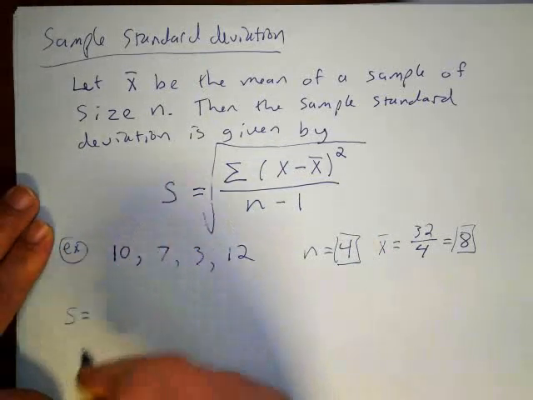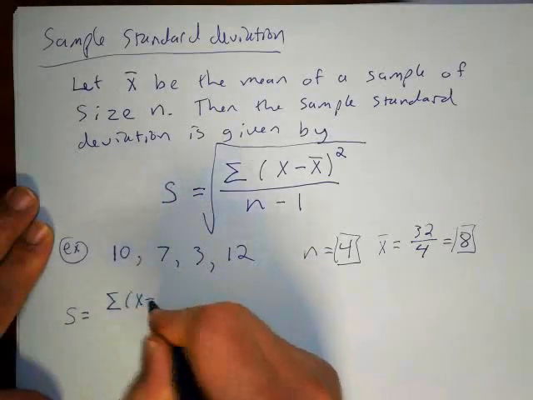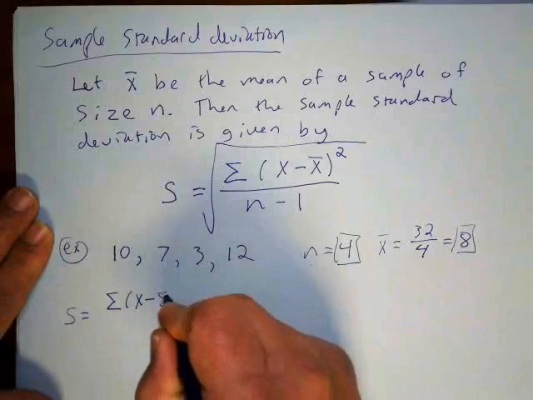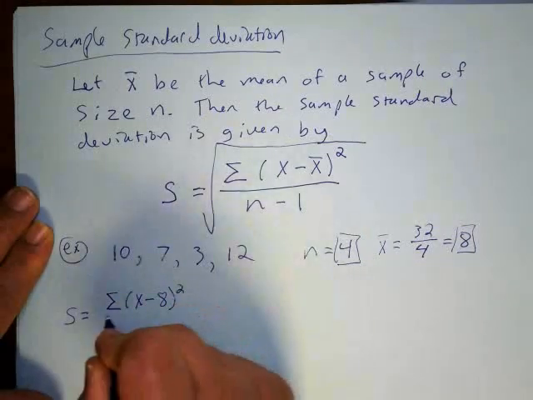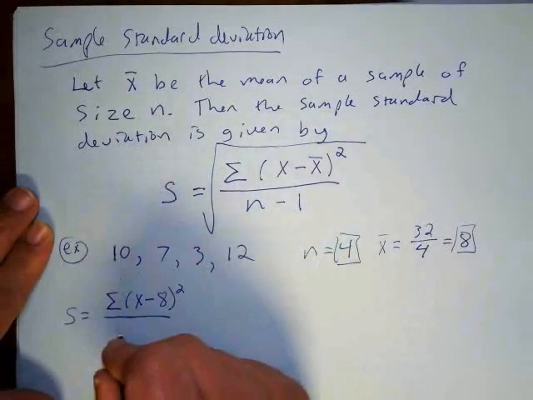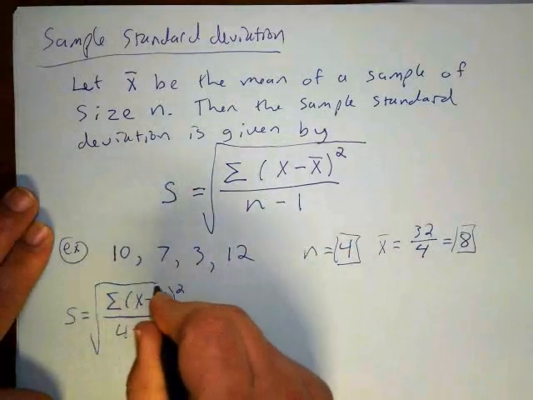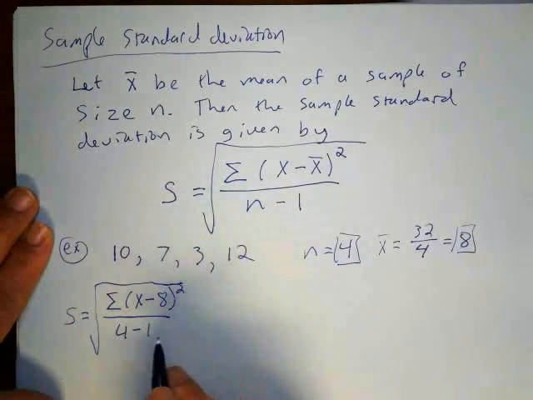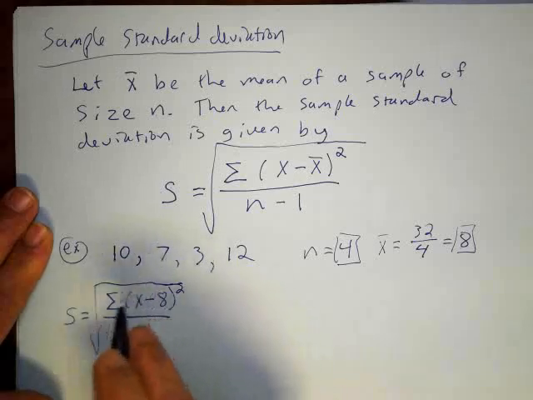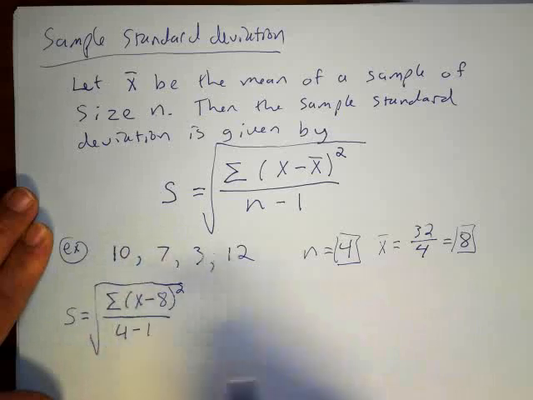I would write that s is equal to the sum of x minus 8 squared, divided by 4 minus 1, and I'm going to take the square root. And so this is the numbers here plugged into the formula.